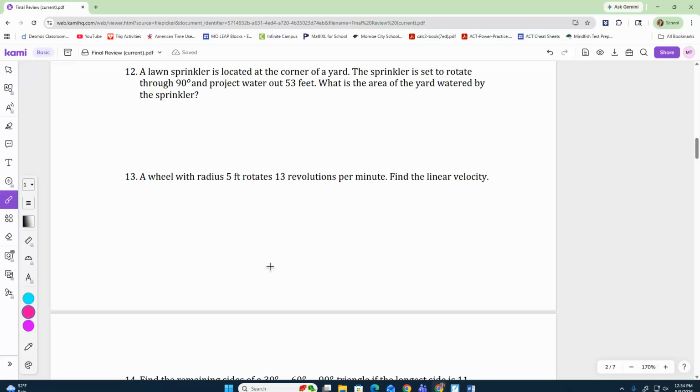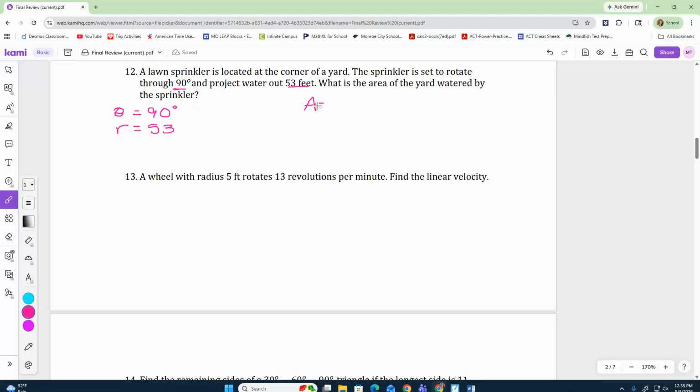Problem number 12. A lawn sprinkler is located at the corner of the yard. The sprinkler is set to rotate through 90 degrees, so that's my angle. And it projects out 53 feet. So what does the 53 represent? How far out from the center. What's the area of the yard watered by the sprinkler?